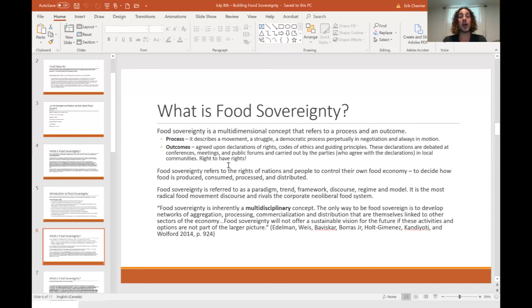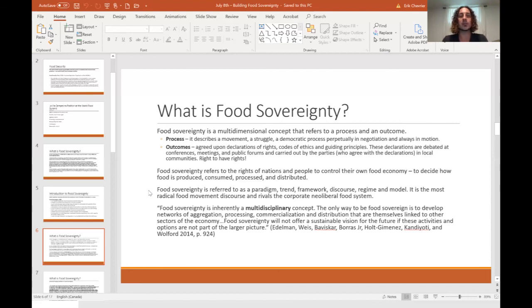So one of the bigger aspects here is that food sovereignty refers to the rights of nations and people to control their own food economy, to decide how food is produced, consumed, processed, and distributed. Food sovereignty is referred to as a paradigm, a trend, a framework, a discourse, a regime, and a model. So what does that mean? It means we can look at different frameworks of food sovereignty and compare them with other frameworks also.